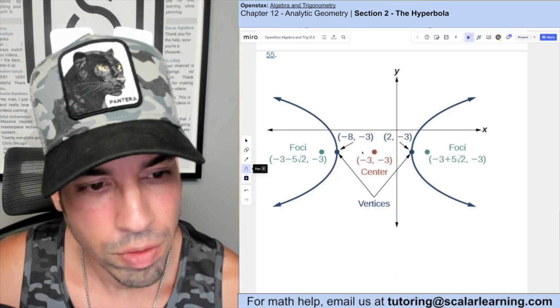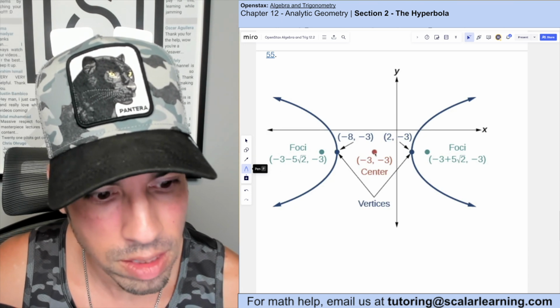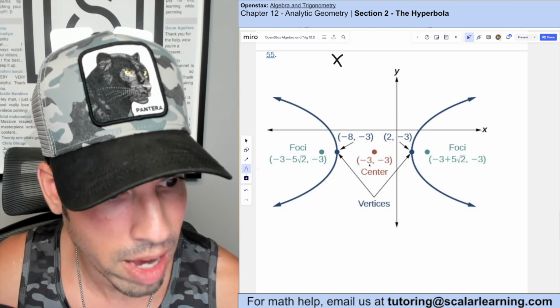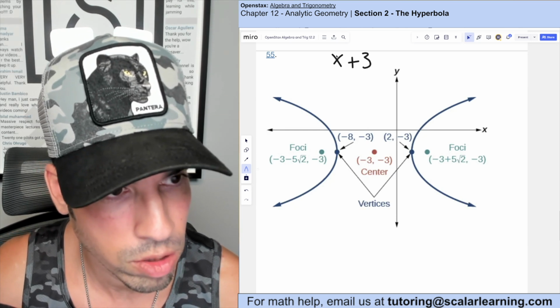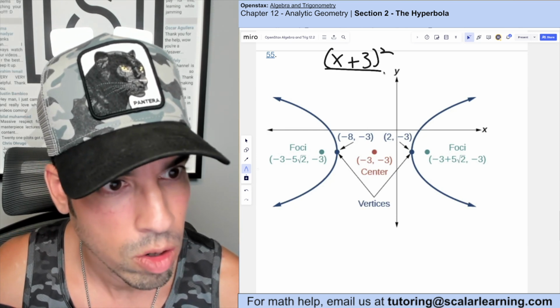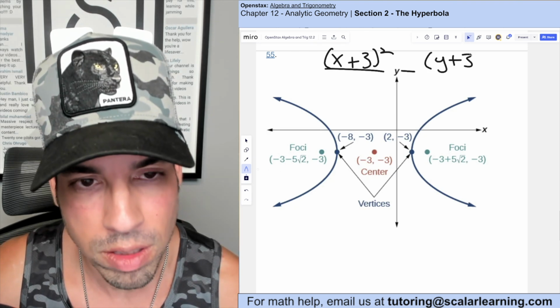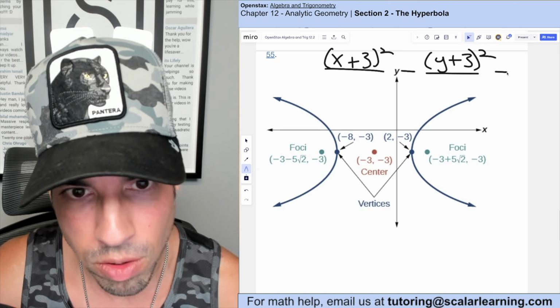Done. So for this one, I see it's going left, right, and I see we got a nice center there. So we're going to start with that. So since it's going left, right, I know my x is first. X minus that value, which is x plus 3, squared over something, minus, and then it's y minus that value, aka y plus 3 squared over some value, and this is going to equal 1.